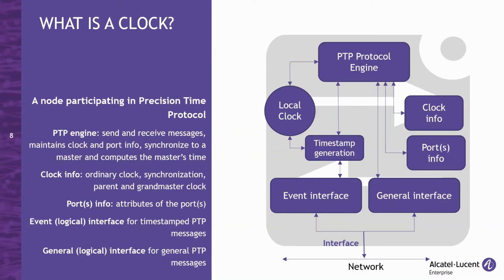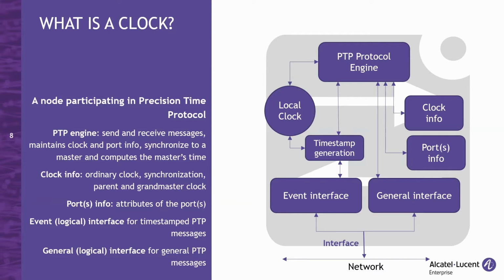So what exactly do we call a clock in the network? This is a network node that supports and participates in Precision Time Protocol. You can see here a slightly simplified diagram of the different blocks needed to support PTP functionality. The protocol engine is the central part that sends and receives PTP messages. It takes care of synchronization either to a primary reference source or to a grandmaster clock. It also computes the master time by taking into account received PTP timing messages containing master time and the time needed for a message to arrive.